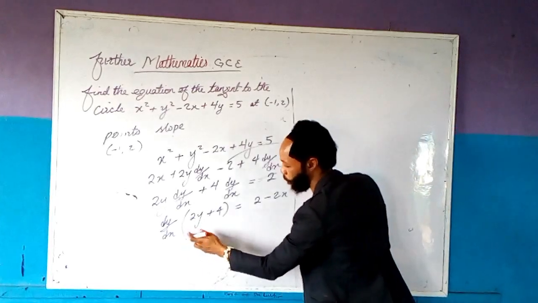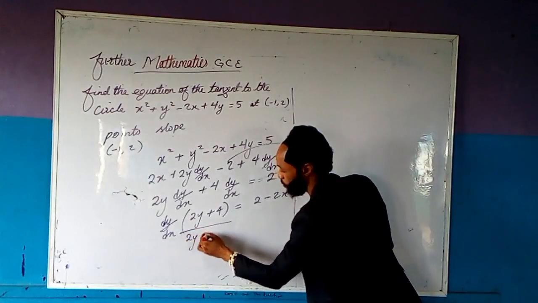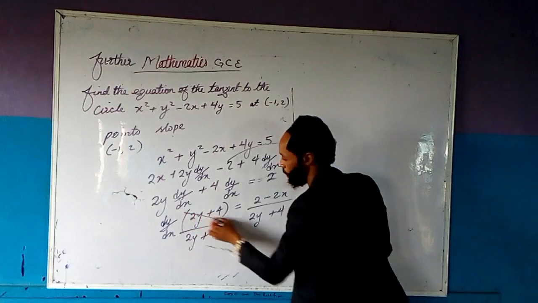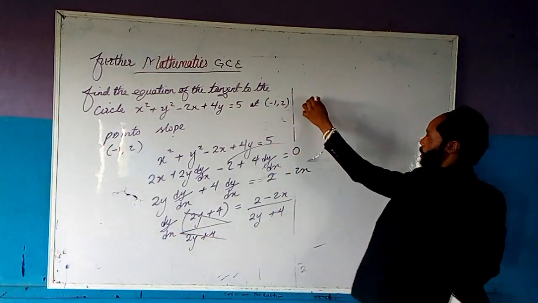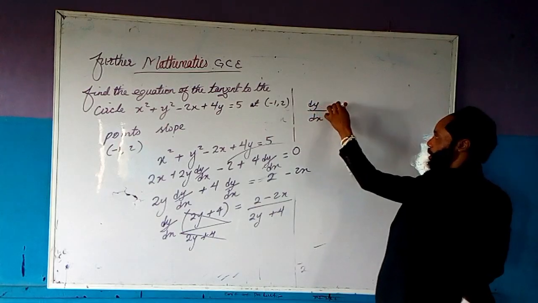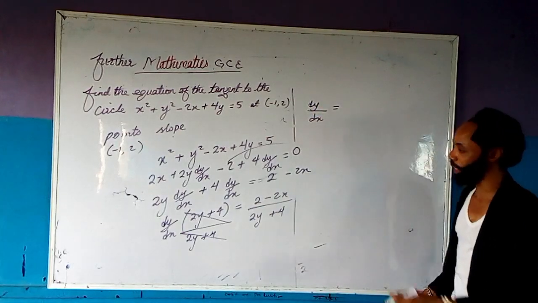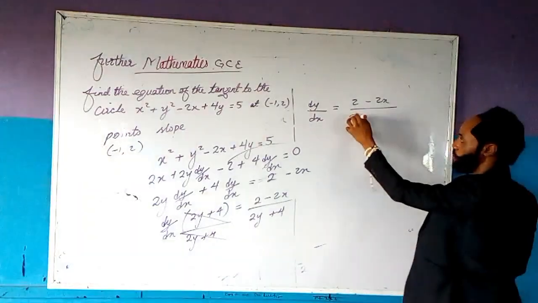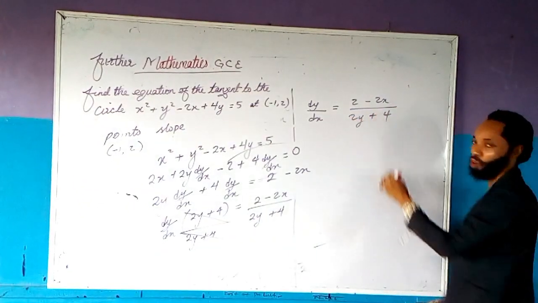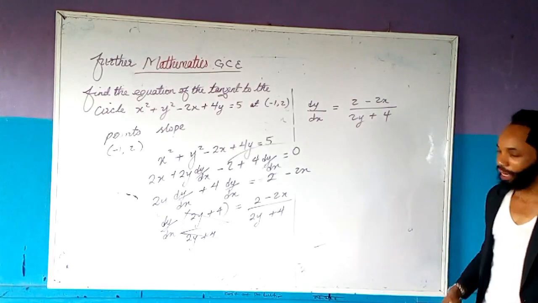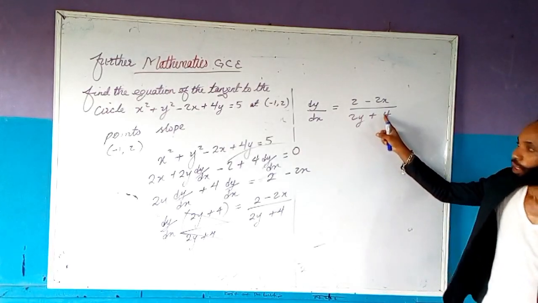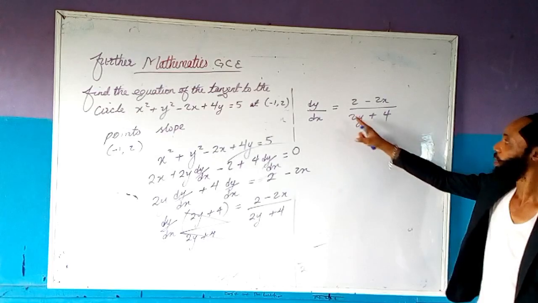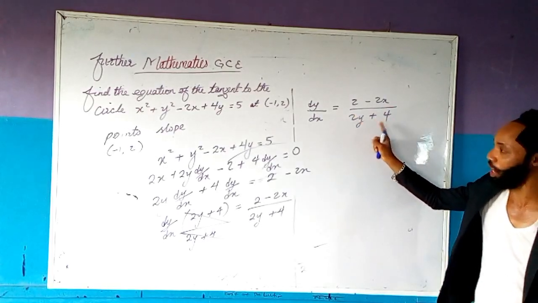Now, divide by what? 2y plus 4. Divide by 2y plus 4. This cancels out, so we are left with dy/dx equals what? 2 minus 2x over 2y plus 4. Now, this is our slope. dy/dx equals 2 minus 2x over 2y plus 4.